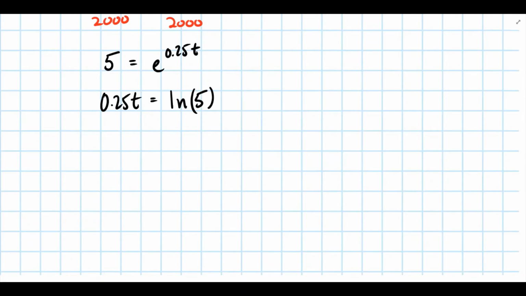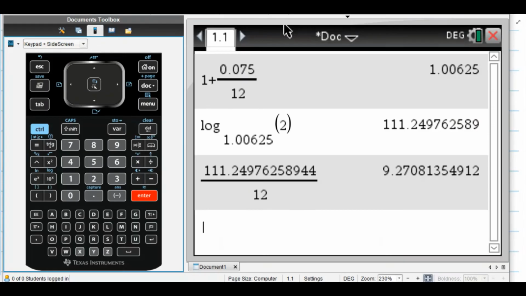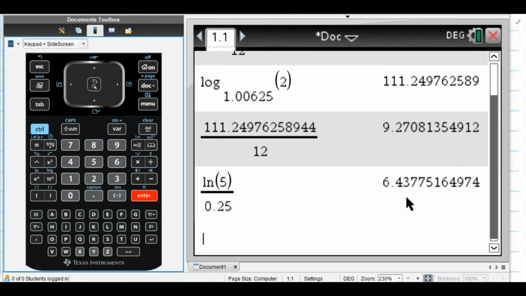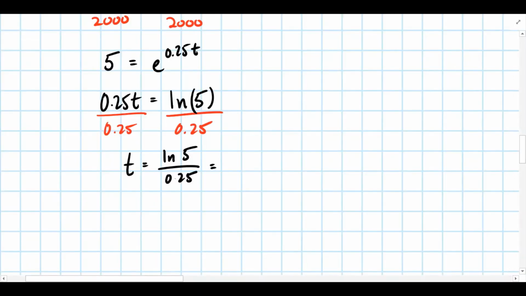Rather than reaching for the calculator just yet, I will divide both sides of the equation by 0.25. Now I can use the calculator without losing accuracy due to rounding earlier in the process. It appears the population will grow to 10,000 in 6.44 weeks.